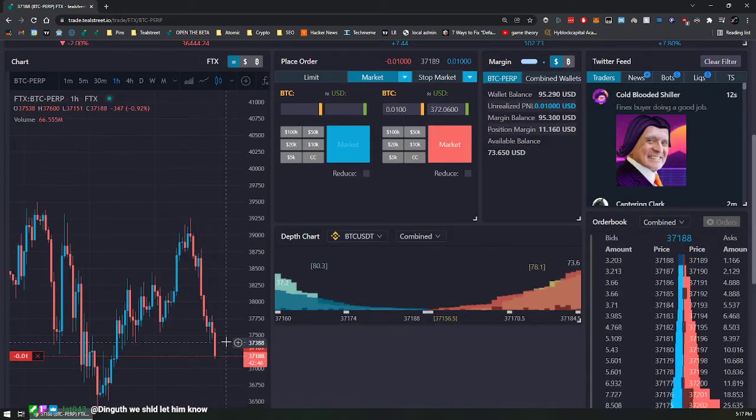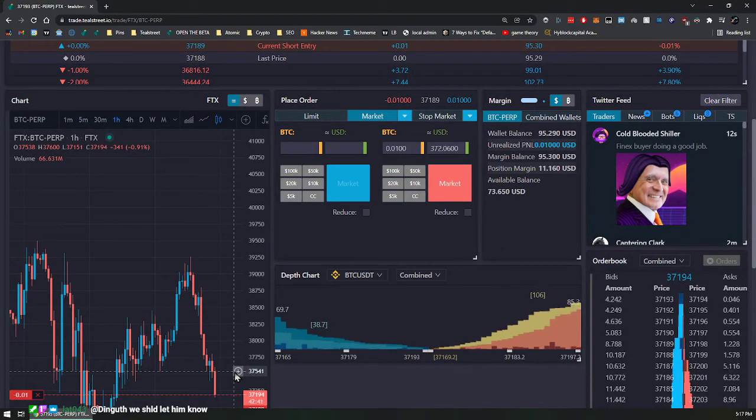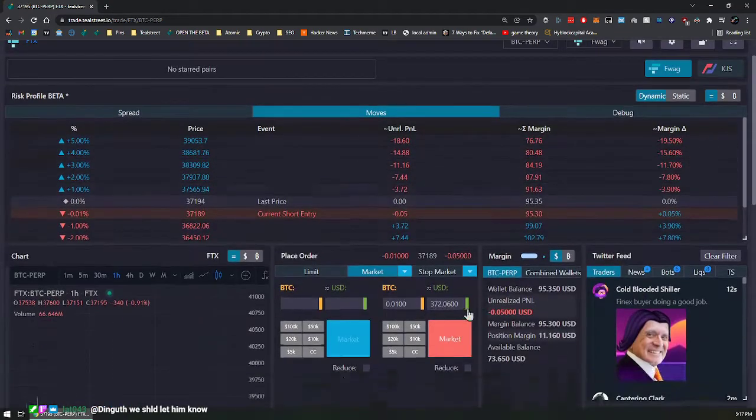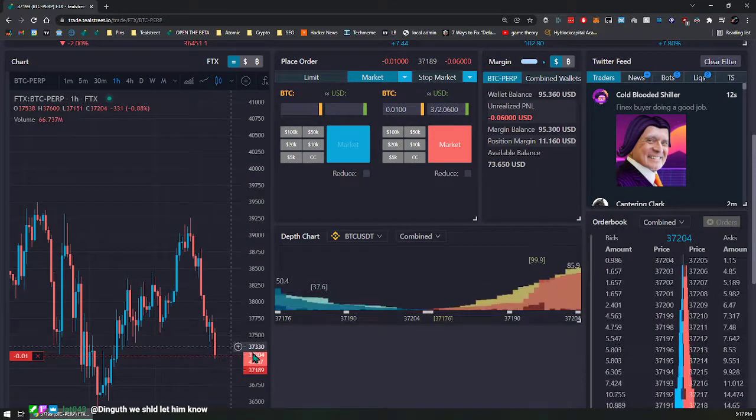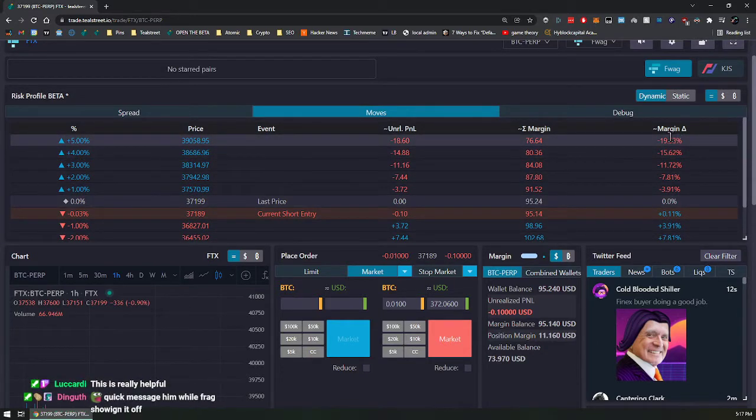So if you're a percent trader, you say 37,541, that's about here. So you can put your profit takes, or you could do whatever. But use as you will. But you could say, if I let this go against me 5%, I will lose 19% of my balance, which really puts things in perspective.